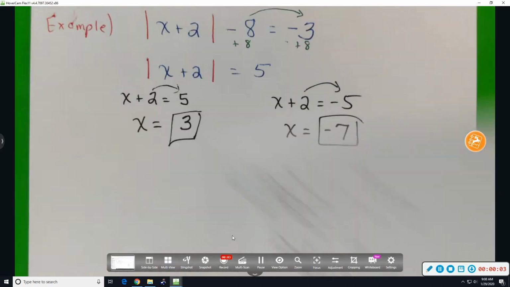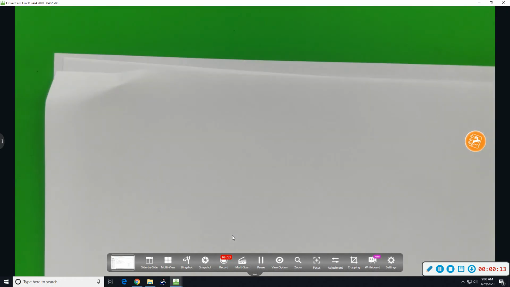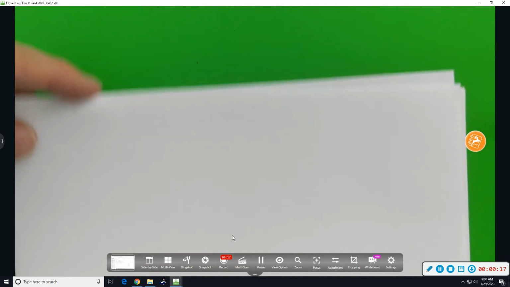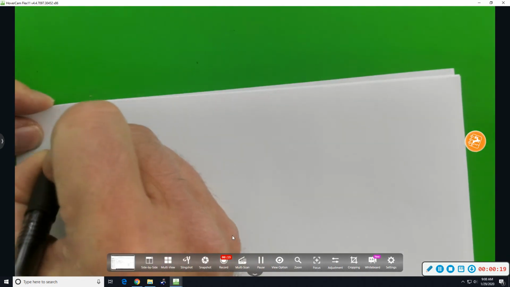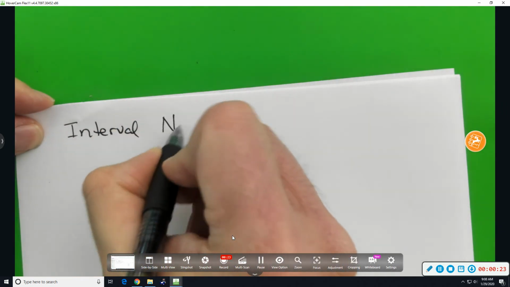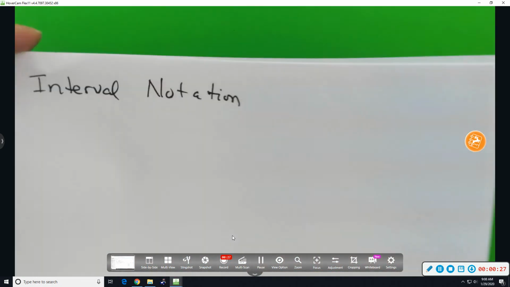Okay, I want to review interval notation right now. So, something called interval notation. If you don't recall seeing it in a previous math class, it's not anything difficult. Interval notation.